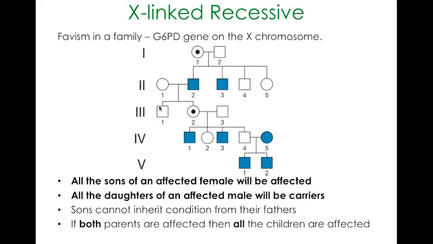Okay, if both parents are affected, then all the children are affected, as you would normally get with a recessive condition. And in a large sample, you're likely to see more males affected than females. Okay. All right, Y-linked pattern. Now, Y-linked patterns are a little bit different.